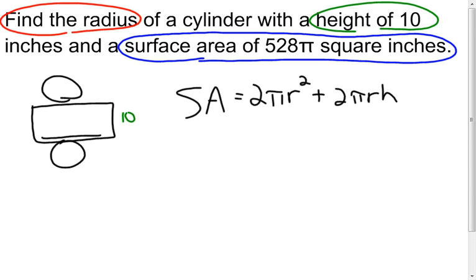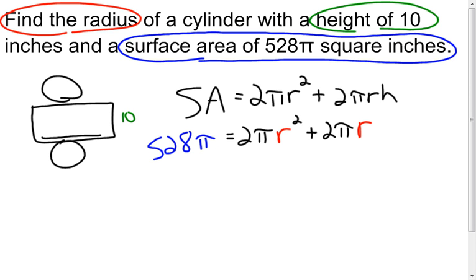So now I'm going to take this formula and I'm going to plug in what I know. I know my surface area is 528 pi square inches. I'm going to leave the labels off for now. I can put them back in later. And that's going to be equal to 2 times pi times r, well, we don't know that, that's what we're looking for, squared. Plus, and then 2 pi. Well, there's that r again, the radius that we don't know. And then h, the height of the cylinder, that we do know is 10.